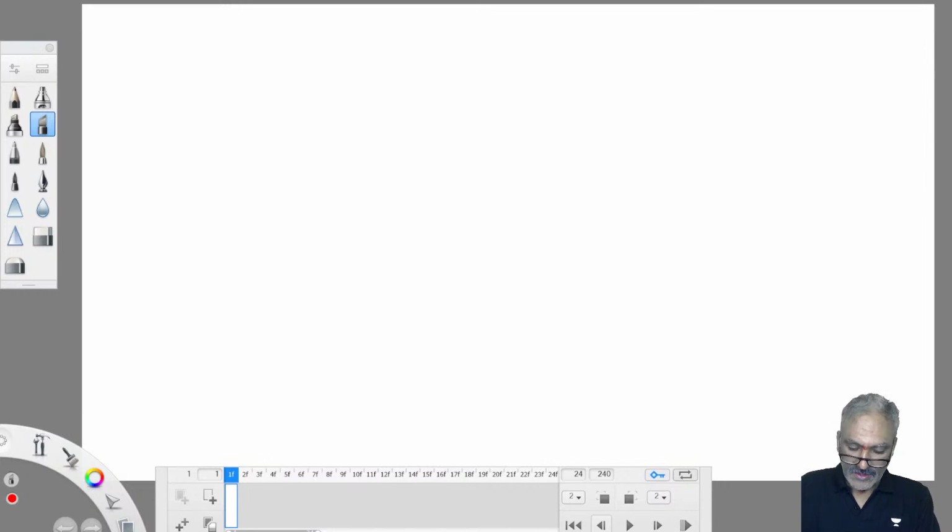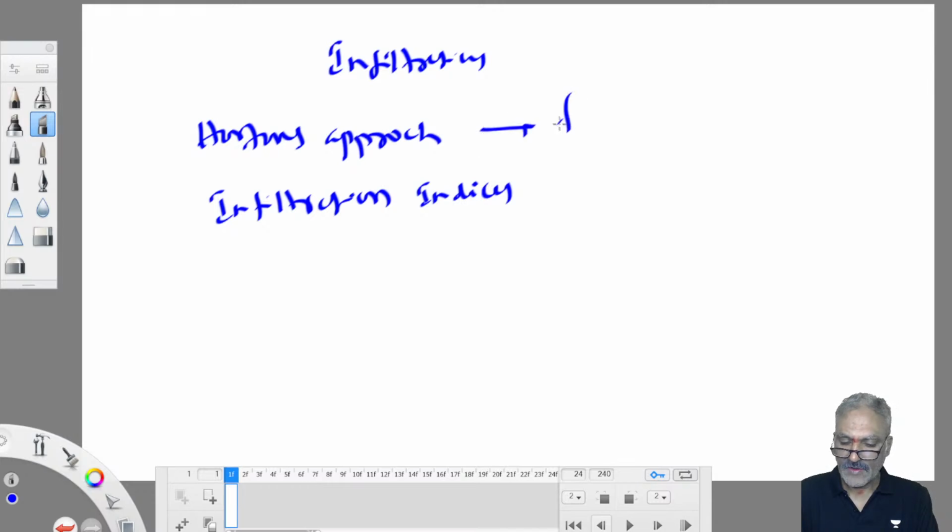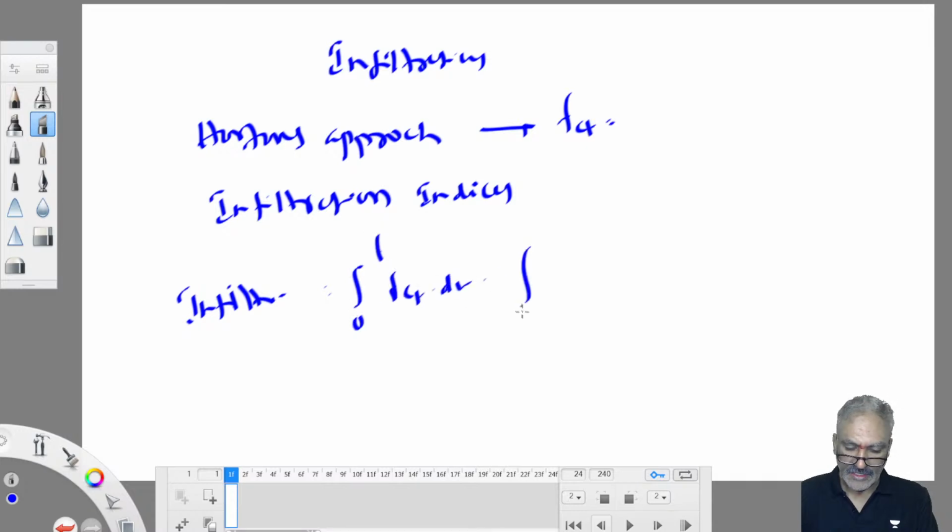Last class we discussed infiltration. Infiltration we can work out by two methods. One is Horton's approach. The second one is infiltration indices. Using these, we can find the rate of infiltration as well as total infiltration. For Horton's approach, that equation you have to remember. F is the integral from 0 to t of f(t) dt, that is, the integral of fc plus (f0 minus fc) e power minus kt dt. You will get total infiltration in time t.